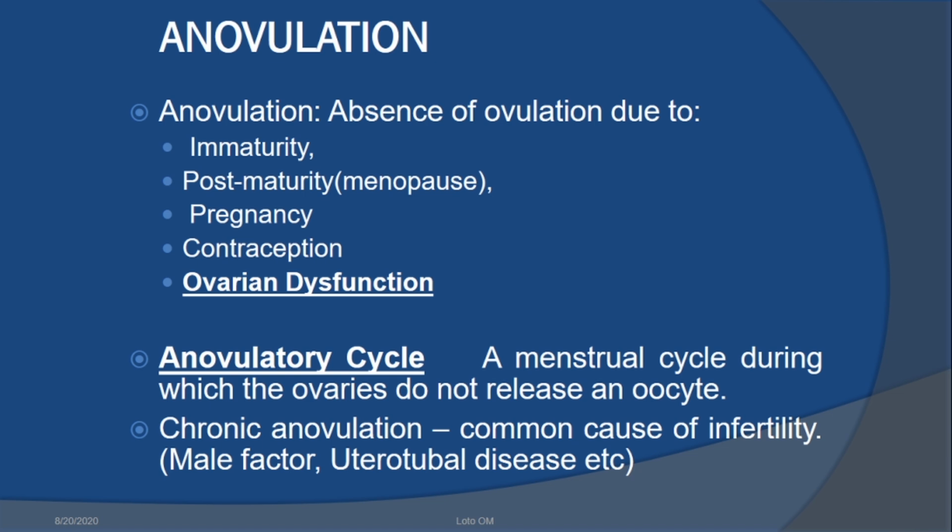And what is an anovulatory cycle? An anovulatory cycle is a menstrual cycle during which the ovaries do not release an oocyte. Chronic anovulation is a common cause of infertility. The other common causes are the male factor and the uterotubal diseases.